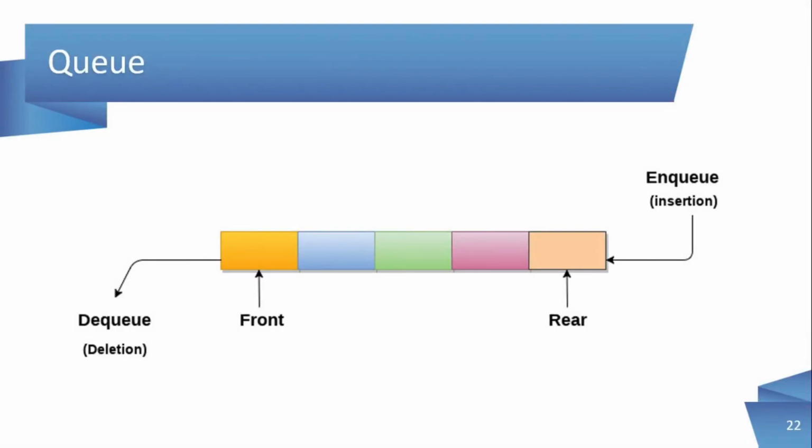Queue operations may involve initializing or defining the queue, utilizing it, and then completely erasing it from the memory. Here, we shall try to understand the basic operations associated with queues. So we have enqueue, wherein we add or insert or store an item to the queue. Then, dequeue, meaning we delete or remove or access an item from the queue.